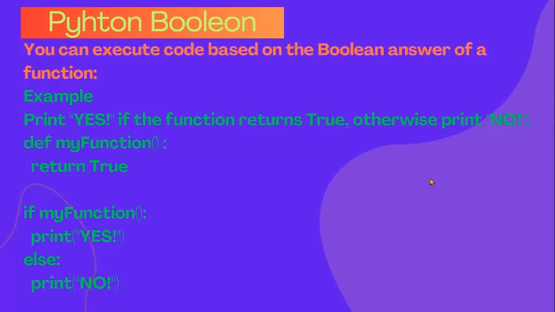Okay, so you can execute code based on the Boolean answer of a function. Print yes if the function returns true, otherwise print no. Def myFunction, return true. If myFunction, print yes, else print no.